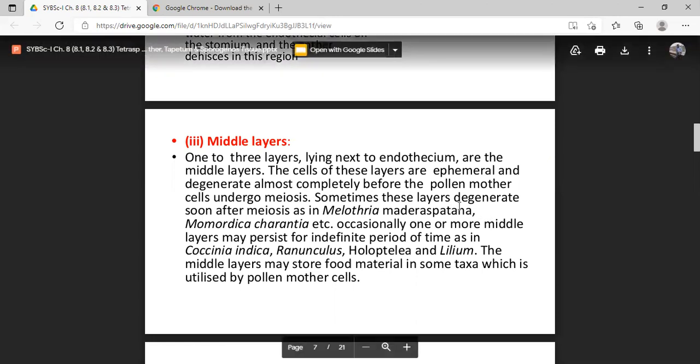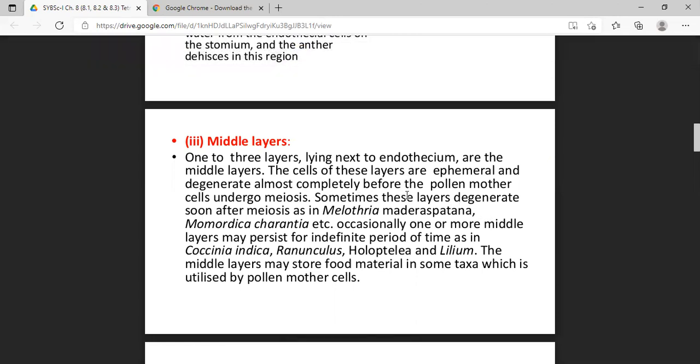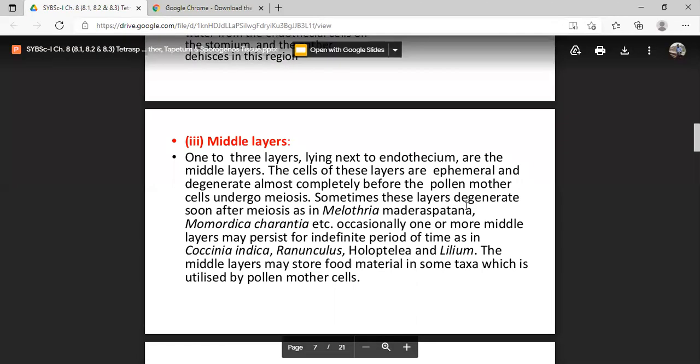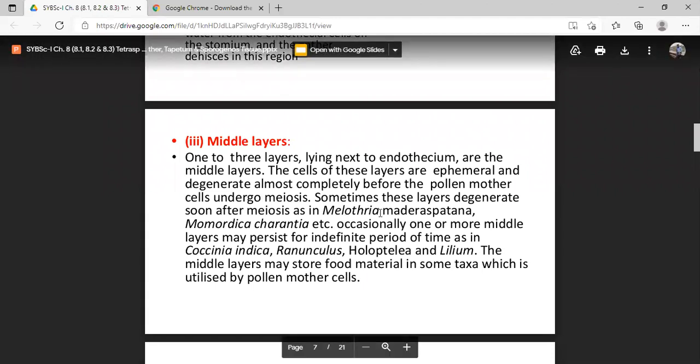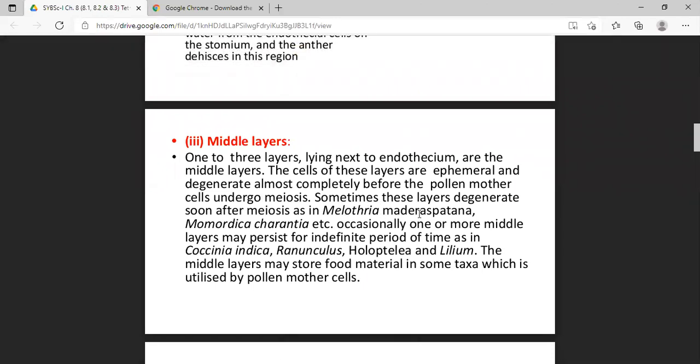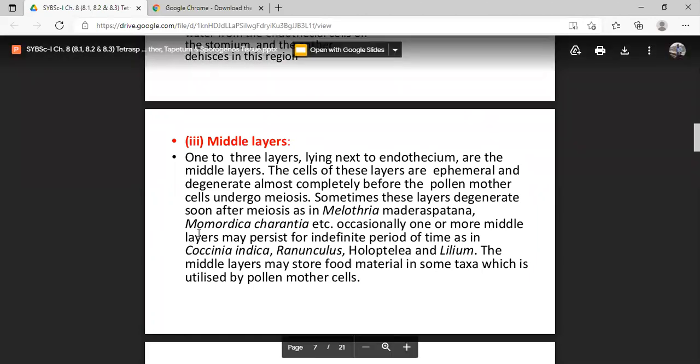Sometimes this layer, the middle layer, is totally disintegrated after meiosis. For example, Melanthria, Madaras pentia. This is the plant here. Next is Momordica, the bitter gourd.